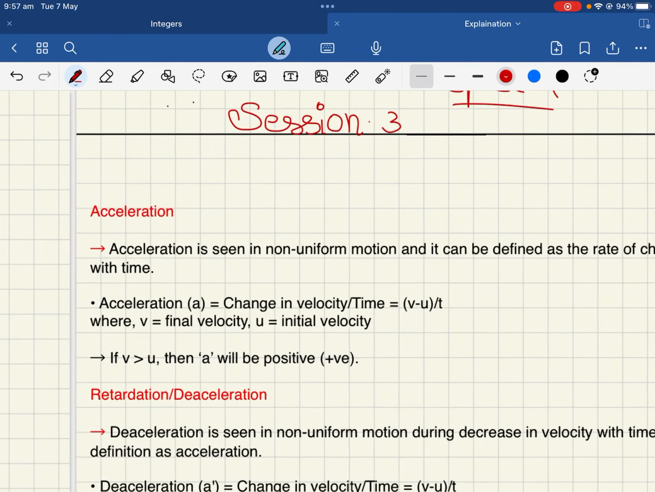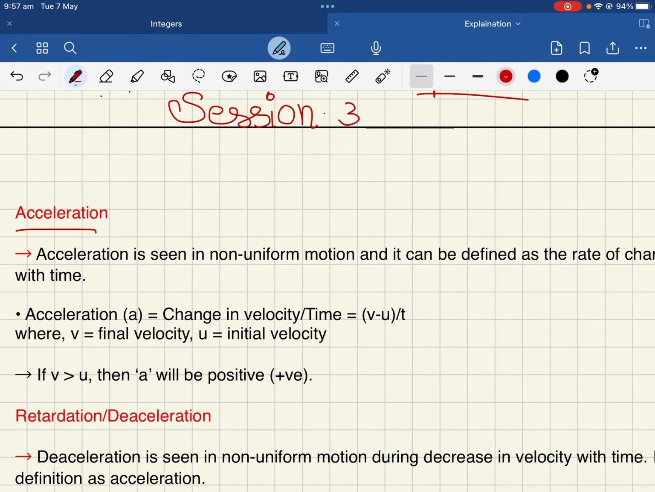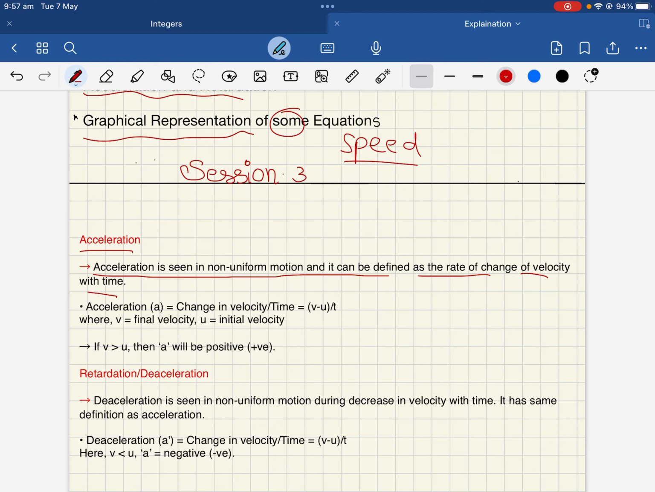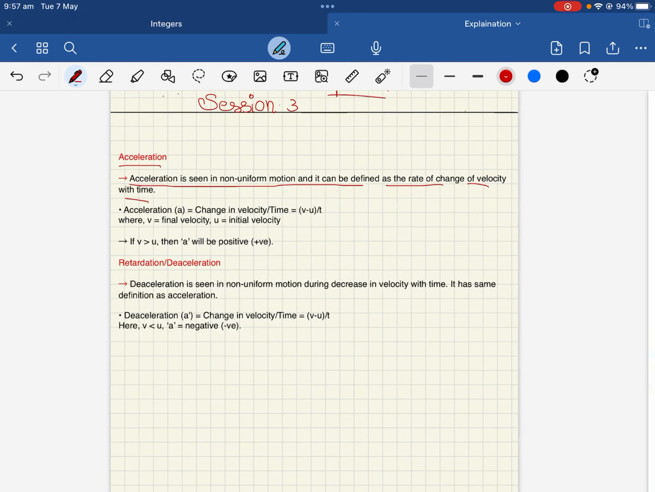Okay, so let's get started. Acceleration. Acceleration is seen in non-uniform motion and it can be defined as the rate of change of velocity with time.